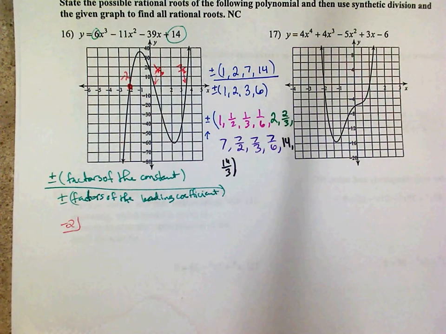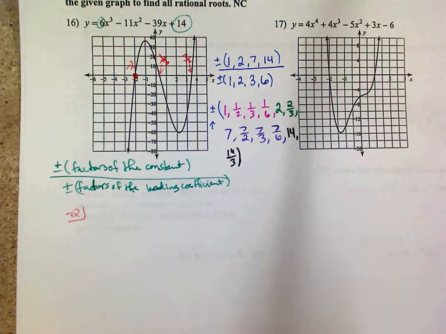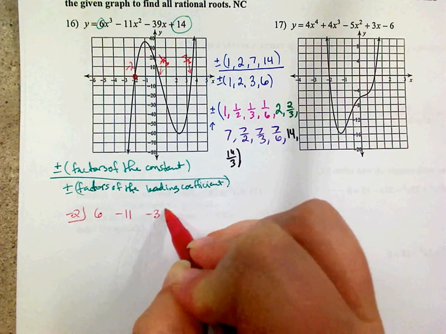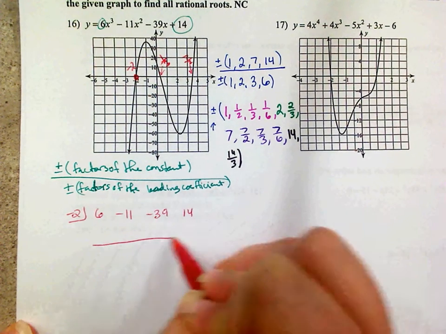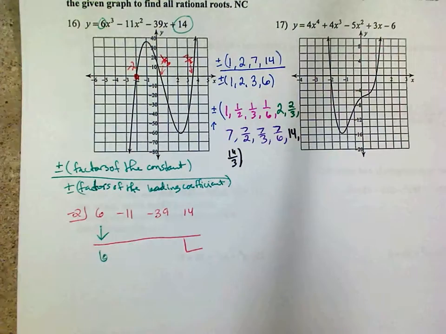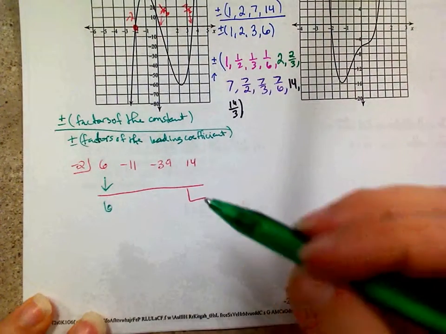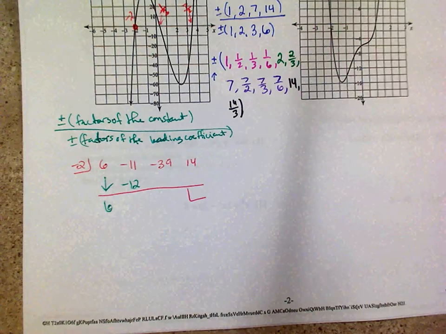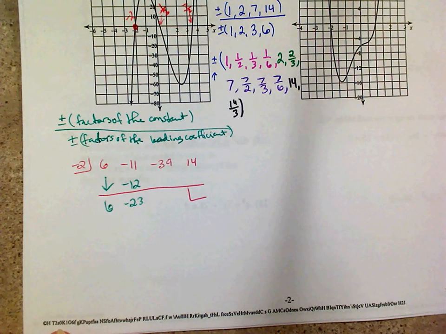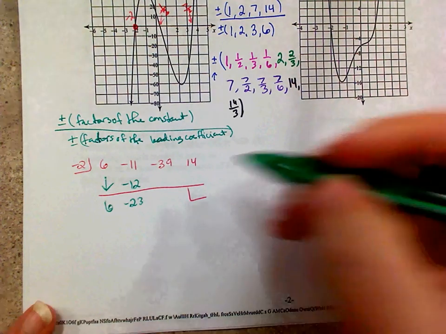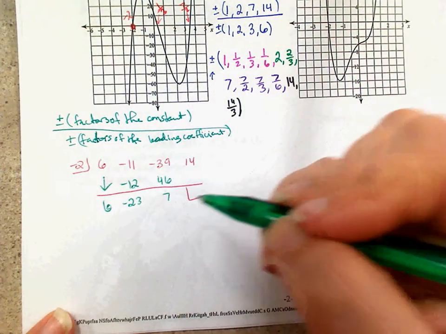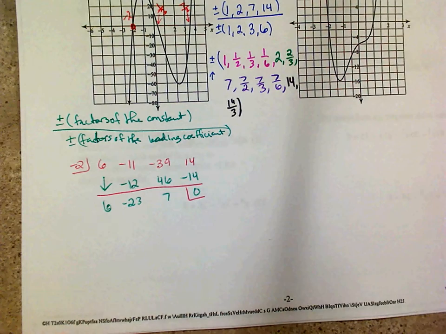What goes across? 6, negative 11, negative 39, and 14. Okay, drop down the 6. What's 2 times 6? Negative 12. What's negative 12 and negative 11 added together? Negative 23. What's 2 times 23? 46, a negative times a negative, positive. 46 minus 39? 7, and negative 2 times 7? Negative 14.